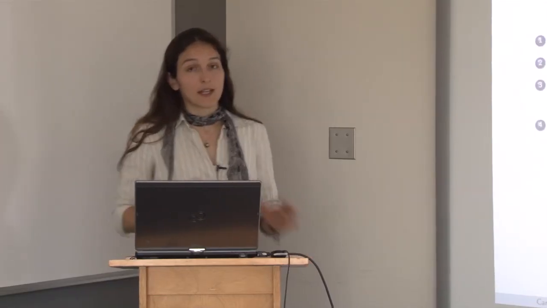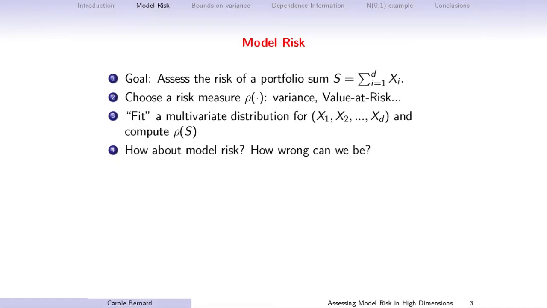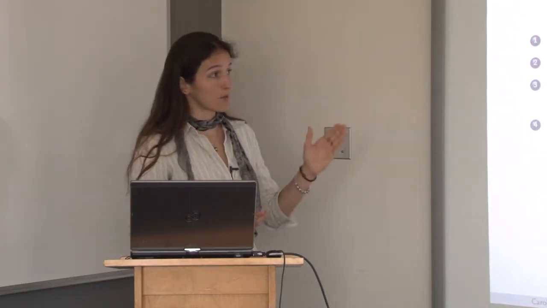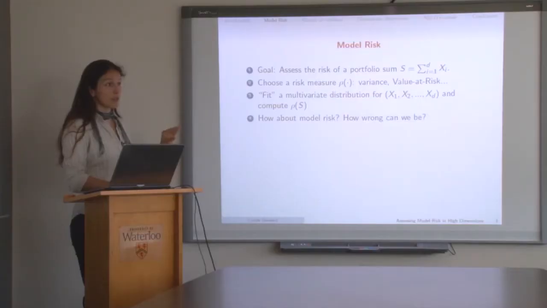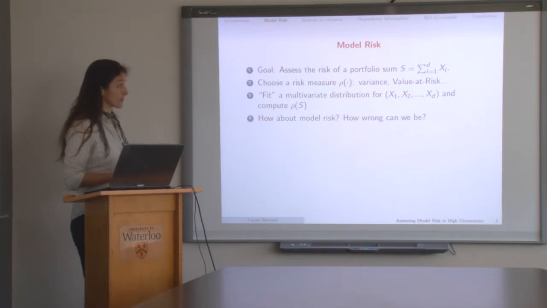So let's formalize the problem a little bit. I'm going to assess the portfolio sum, which is an aggregate risk where you take the individual dependent variables and you sum them, x1, x2, xd. I'm going to choose a risk measure. In the first part of the podcast, I'm going to focus on the variance. Variance is a very useful risk measure, and it's still used a lot in portfolio management.